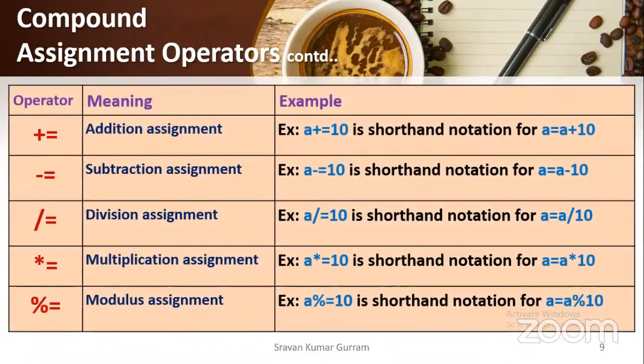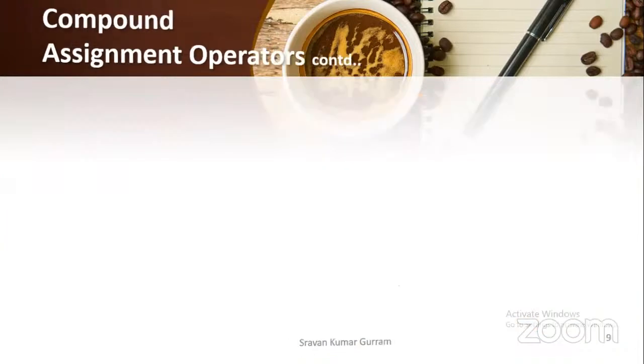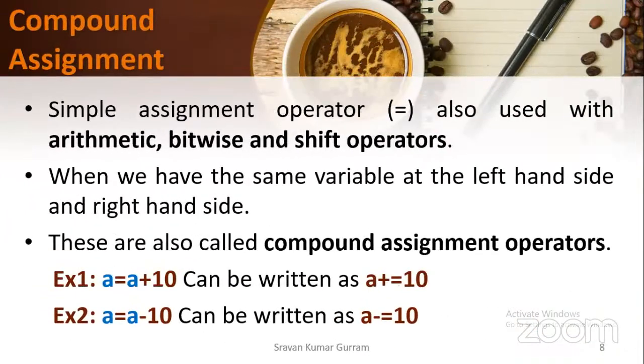As of now, we covered the assignment operator, also called the simple assignment operator. We can use this simple assignment operator with arithmetic operators, bitwise and shift operators also. As of now, you don't know about bitwise and shift operators; we will cover them later on. But we covered arithmetic operators already.